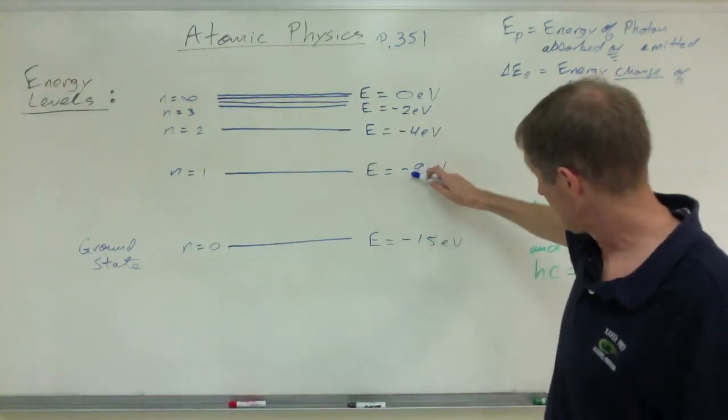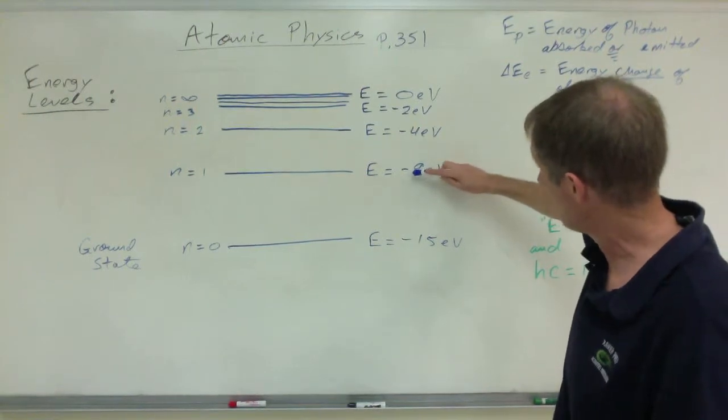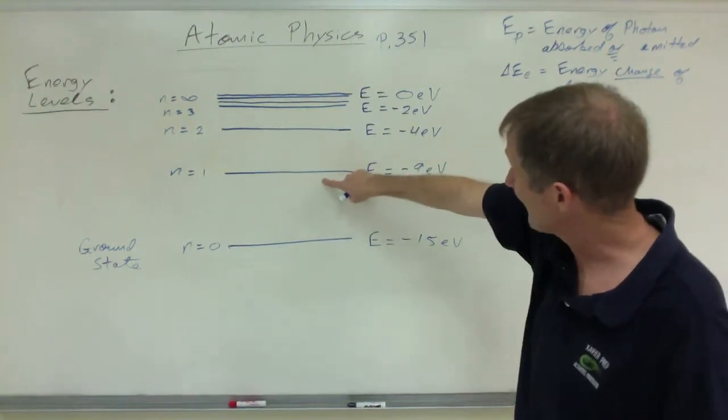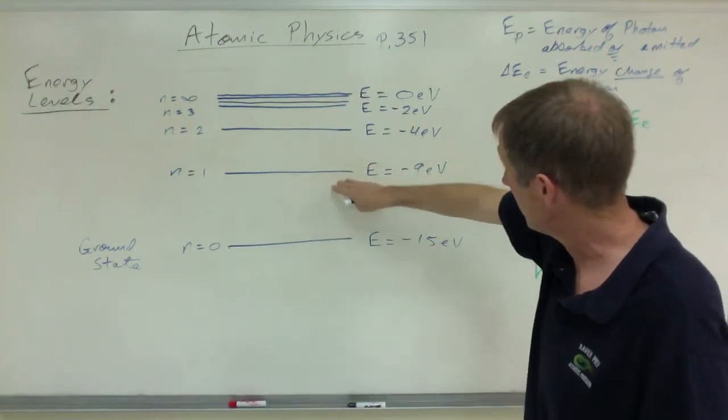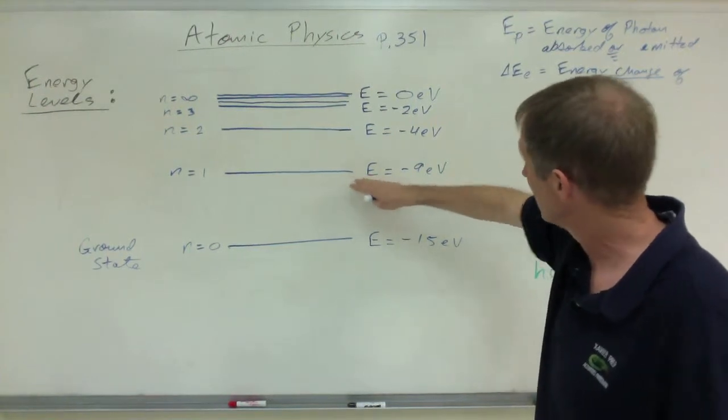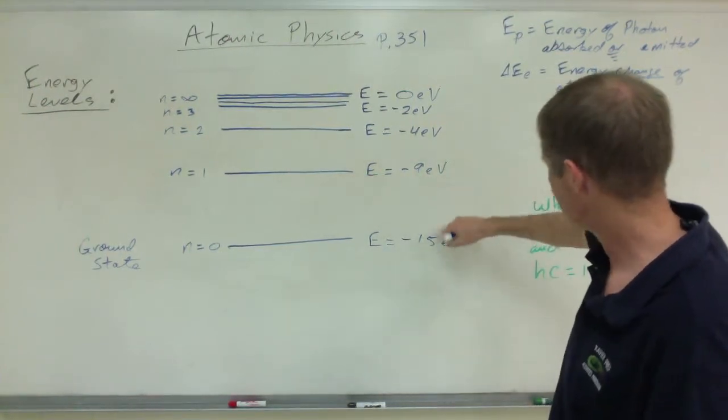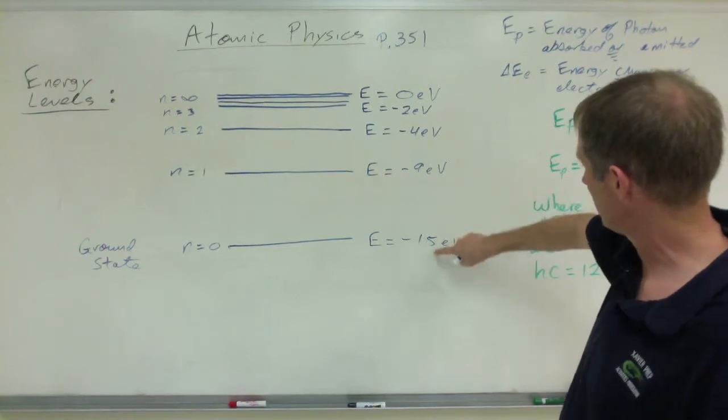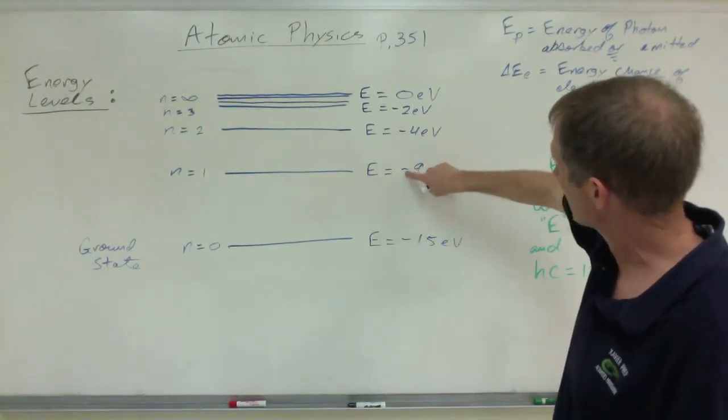What if the electron's up here? Well, it doesn't have so far to go. If this electron was already at n equal to 1, at a higher energy level, it already had that much more energy. What's that? 6 electron volts more than down here. Then you'd only have to add 9 electron volts to get it up here.